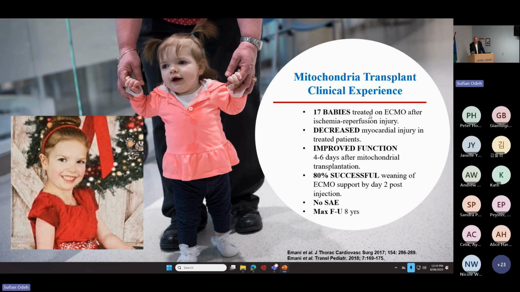We've done 17. There's decreased myocardial injury in all the treated patients. It's improved the function within 4 to 6 days of giving them the mitochondria. We have an 80% successful rate. There have been no adverse experiences with any of them. No immune response, no autoimmune response, no inflammatory response. And the follow-up now is 8 years, and it's been very successful.